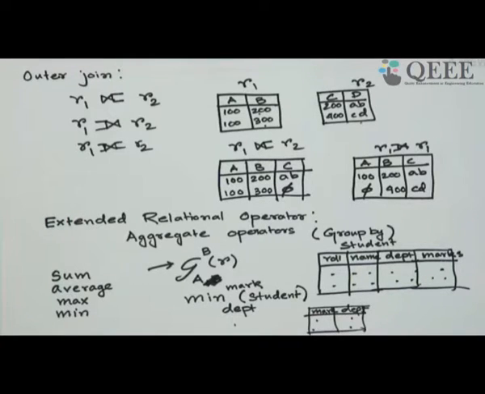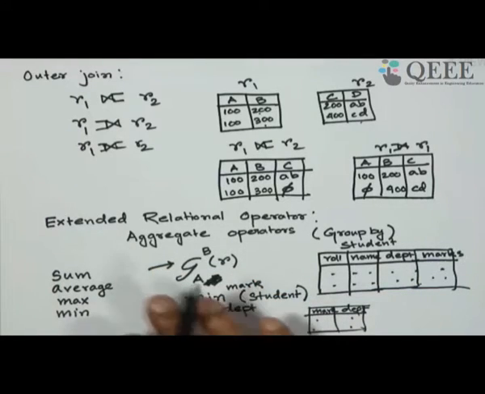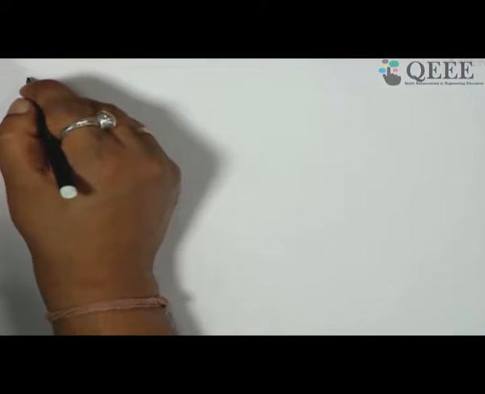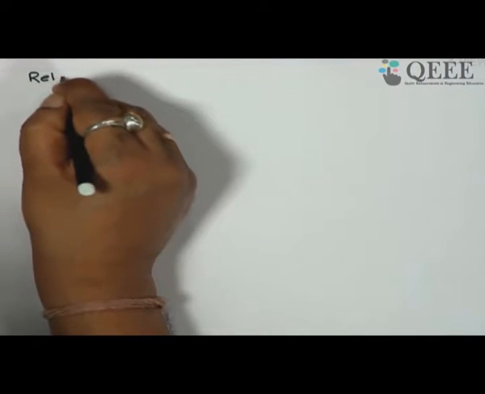So this is the extended relational algebra operator. All other relational algebra operators can be expressed in terms of the fundamental operators, whereas these extended operators cannot be expressed in terms of the fundamental operators. Now, there are other derived operators also. Given these operators, I can write down relational expressions.